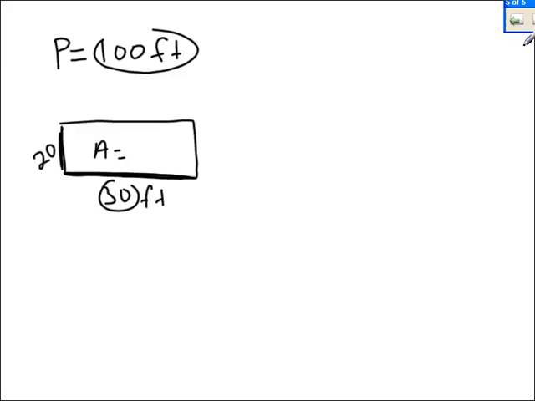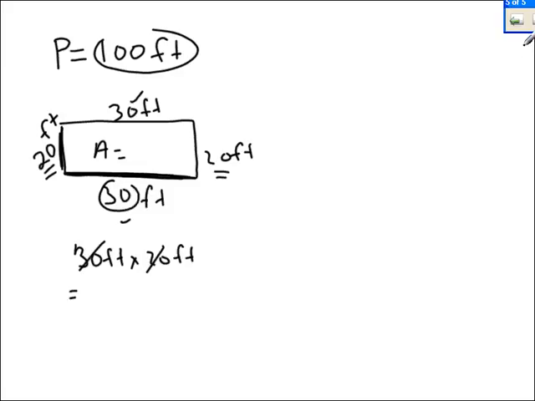20 feet and 30 feet. And you know, this is 20 feet and this is 30 feet. The opposite ones are equal, 30 and 30. If you walk all the way around, it is 100 feet. But the area is 30 feet by 20 feet. 30 times 20. Well, 3 times 2 is 6. Just don't forget the 2 zeros. Sorry, 600. Feet times feet is feet square. That is what the area is.